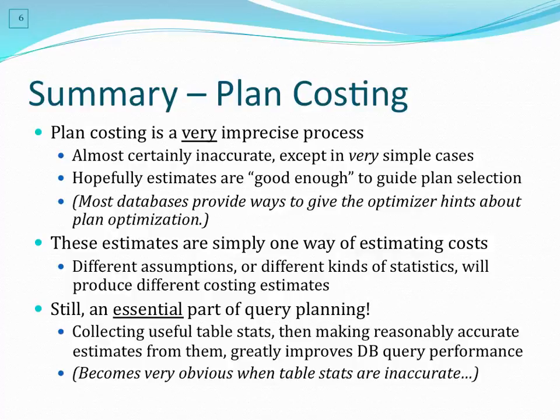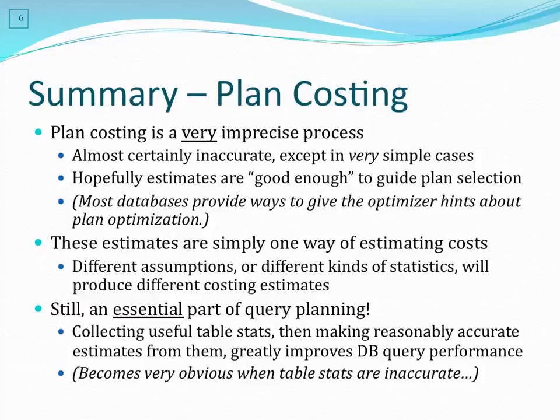Okay, and then the other most important point on here is that last point on the slide, which is that if you have inaccurate statistics, your planning is going to be terrible in general. So a lot of times when people are running into database query optimization issues and the optimizer is choosing terrible plans, the most important first step is to update the statistics and then see if the database is still choosing horrible plans. And then you can start figuring out what to do next. Okay? Any questions about plan costing at this point?